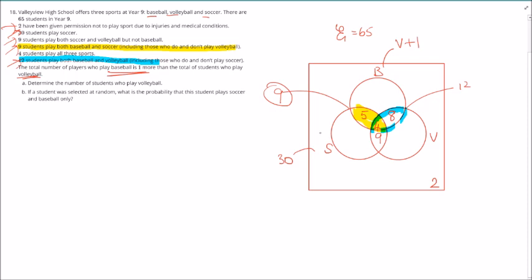So now we can add it all up. Let's go back to this 30. 30 minus 5 minus 4 minus 9 equals, what's that? Minus 18, 12. So we have 12 in here.